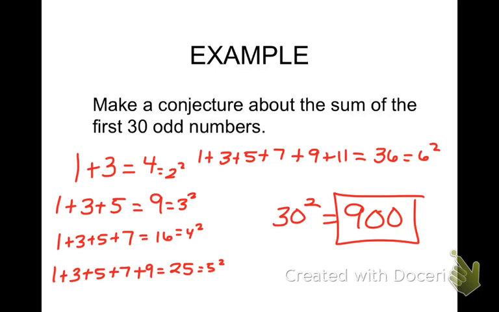Okay. So the sum of the first 30 would be 900. If you don't believe me, you can sit there on your calculator and do it all the way for the first 30 digits. Okay? Conjecture. Got that? All right, let's flip on to the back side of our notes.